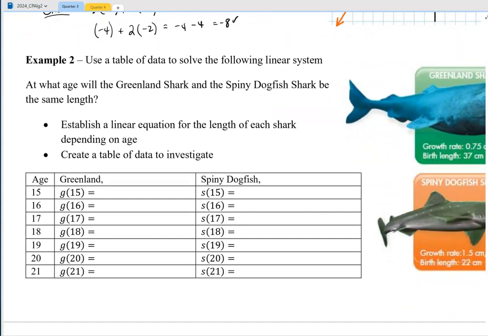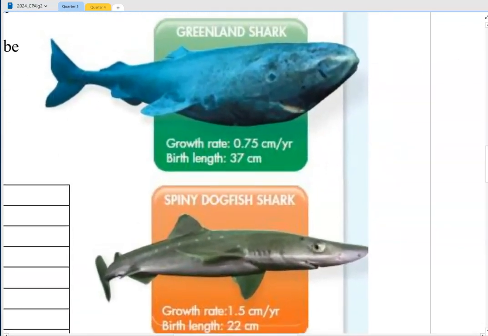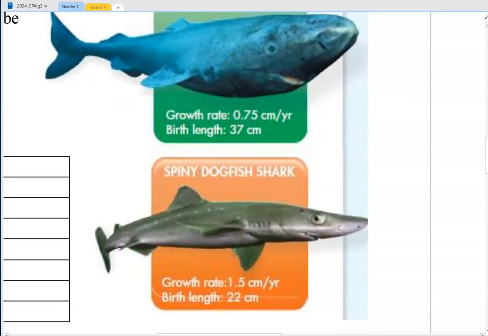Now, rather than drawing a graph of the linear equations, we might be able to solve a linear system of equations by using a table of data. So in this case, we're considering a real-world example where we have a Greenland shark and its growth rate supplied to us, along with the spiny dogfish shark and its growth rate supplied to us.